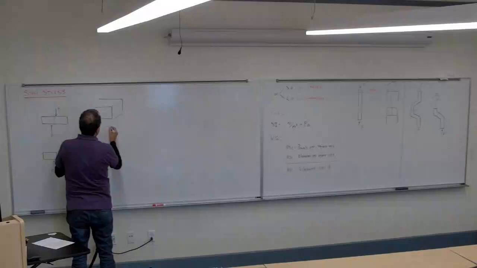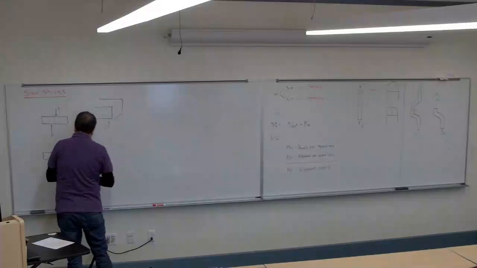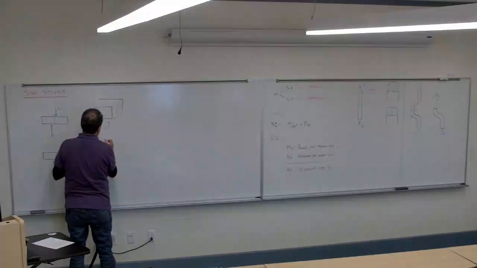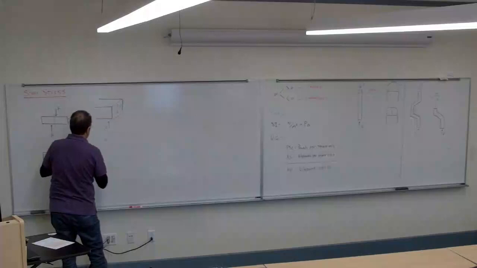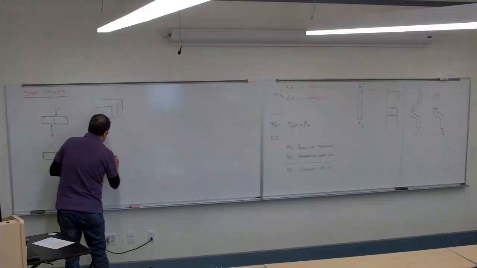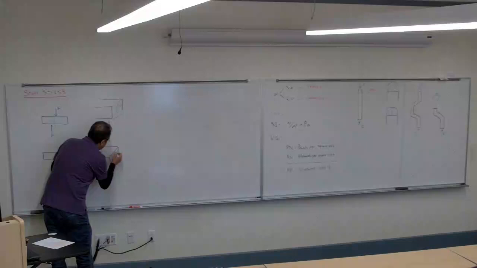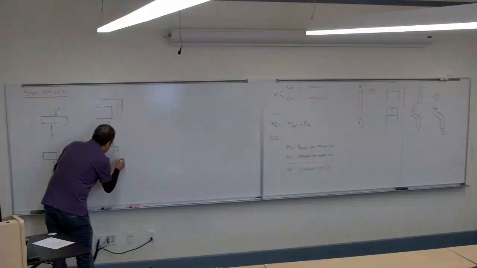So if I go ahead and redraw that, this is the F. And it says, okay, this is the V. Then I can say, okay, this is gonna be equal to tiny forces that apply on this entire cross section.